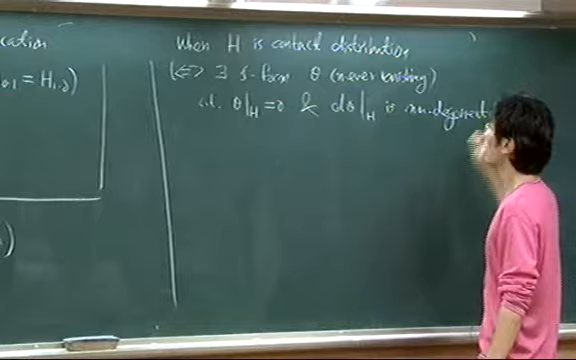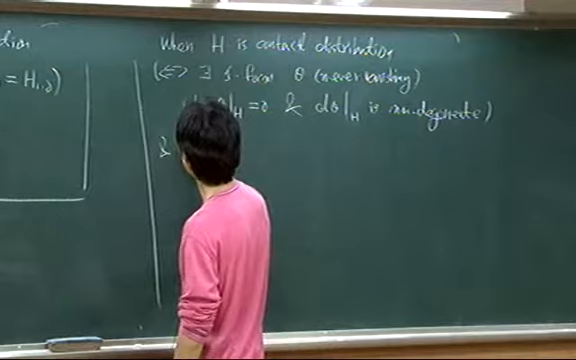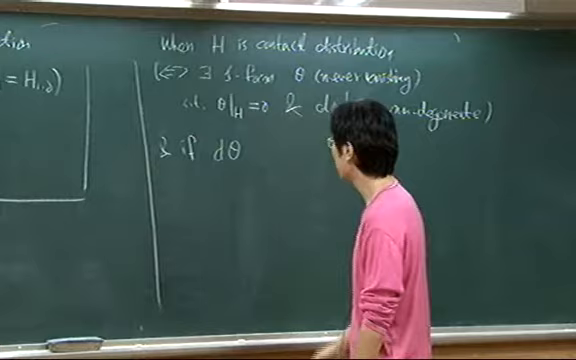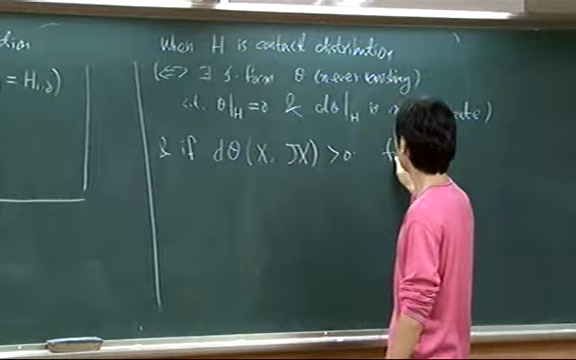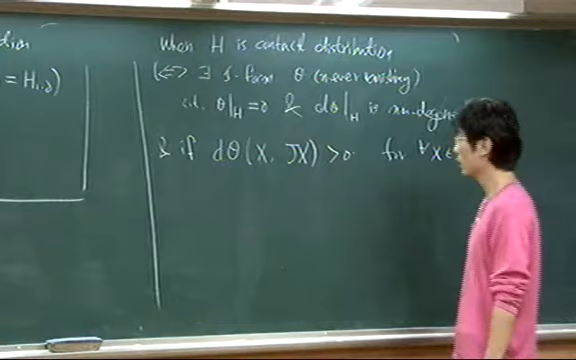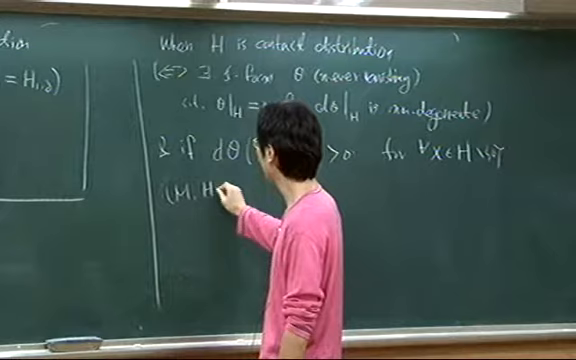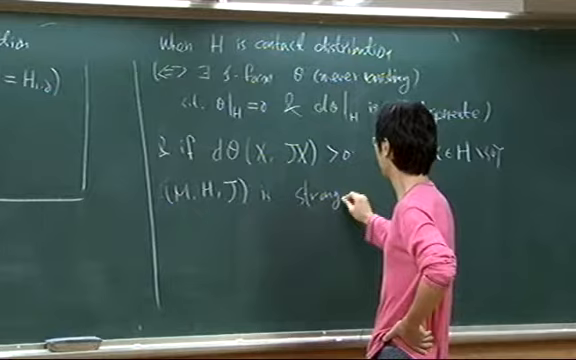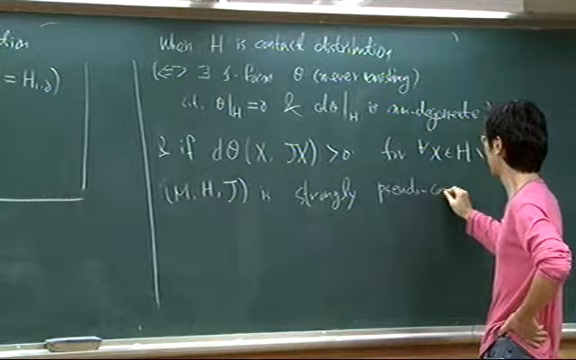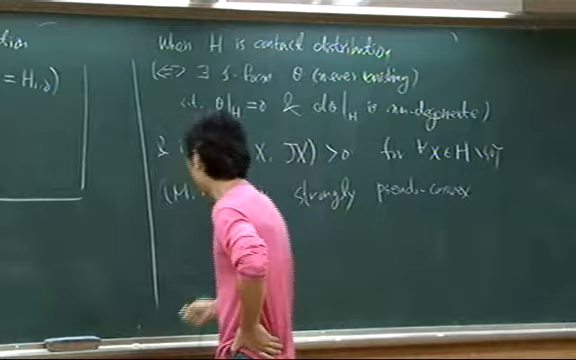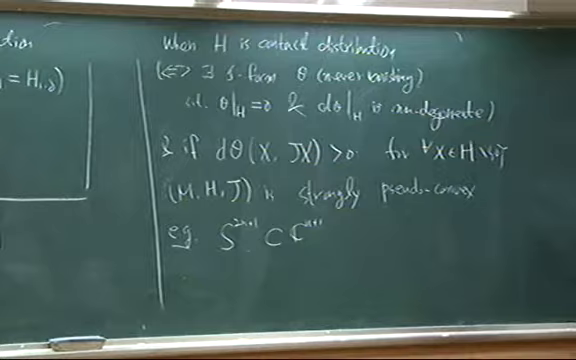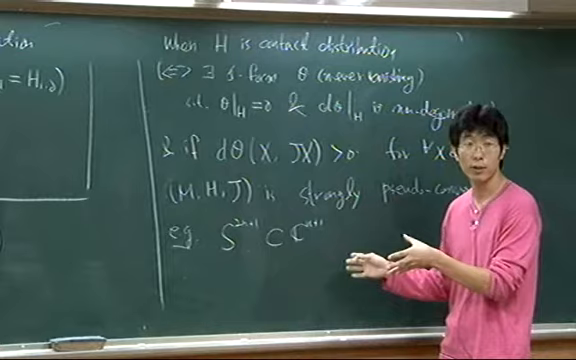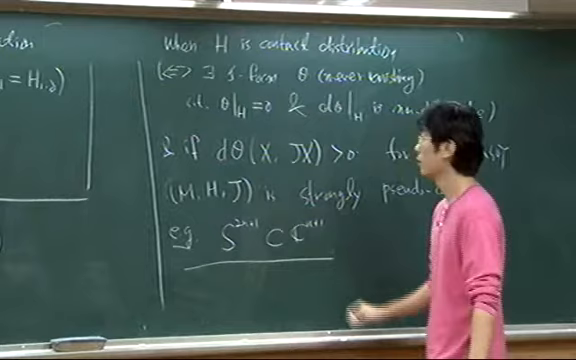If H is a contact distribution and if we consider the two-form d theta with arguments x and Jx, which is always positive for every x in H minus 0, then we call the triple M, H, J strongly pseudo-convex. A typical example is the sphere in Euclidean space, which is always strongly pseudo-convex. Actually, every strongly convex hypersurface in complex Euclidean space is always strongly pseudo-convex.